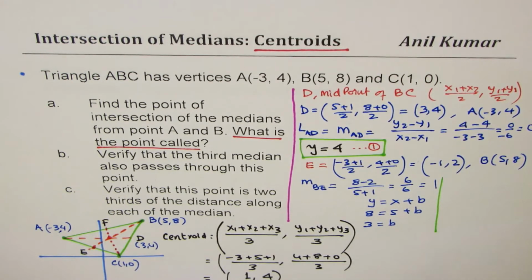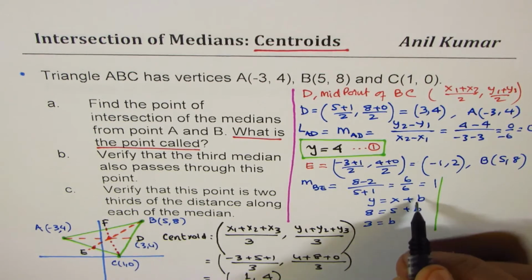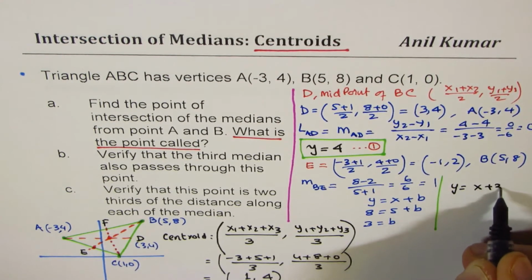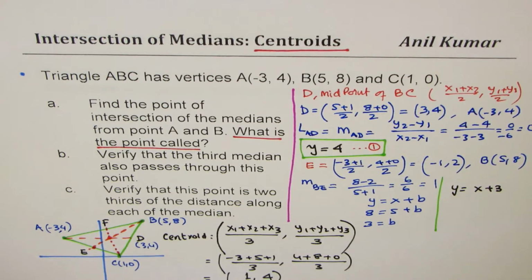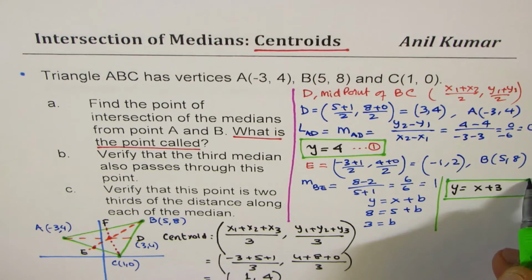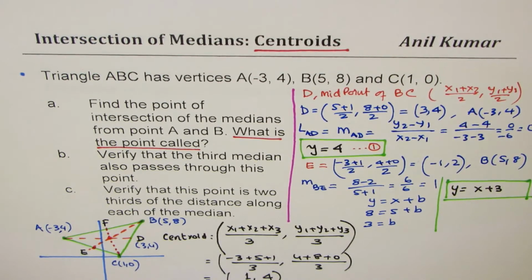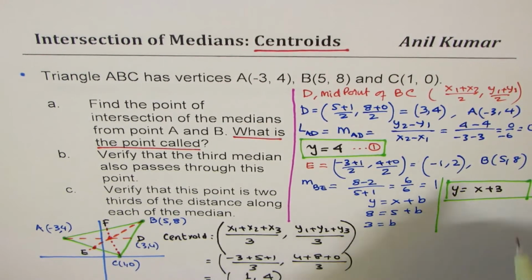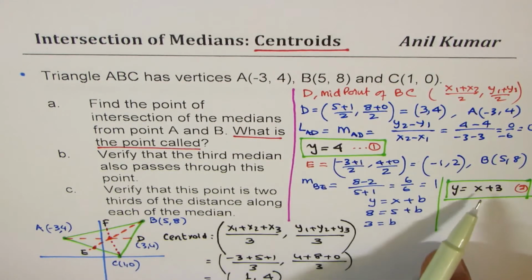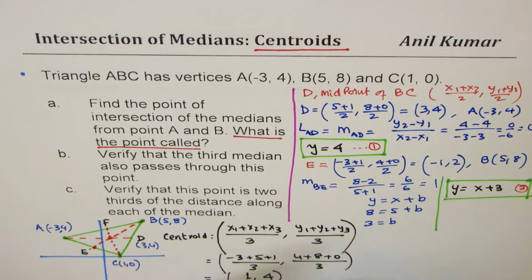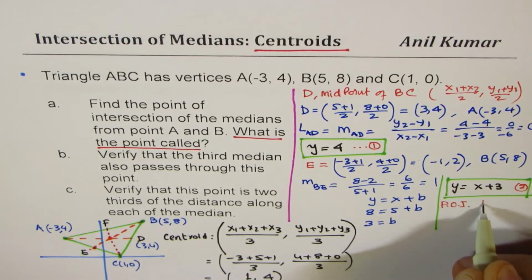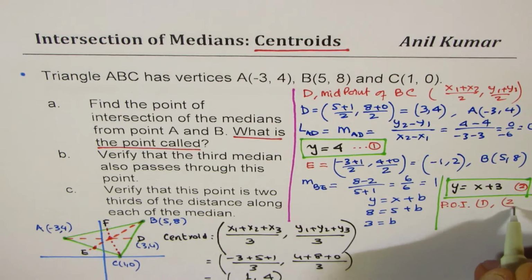Since b equals 3, we can write down this equation as y equals x plus 3, as our second equation, correct? So this is my second equation of the median. Let me write this as 2. Now what is the point of intersection between these two? So let's find the point of intersection between equation 1 and equation 2.